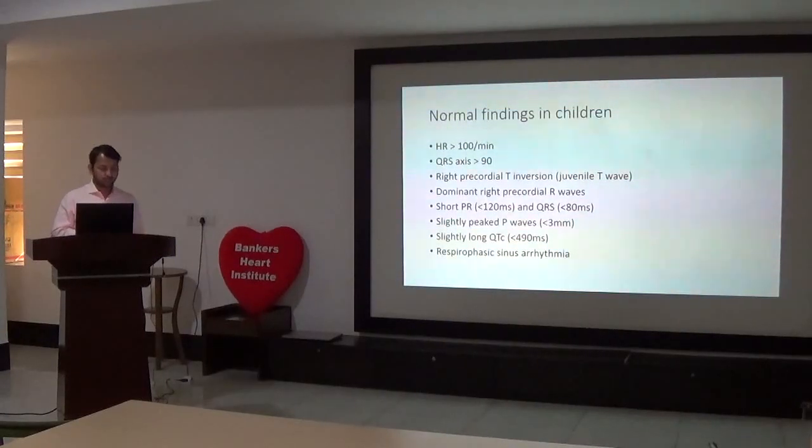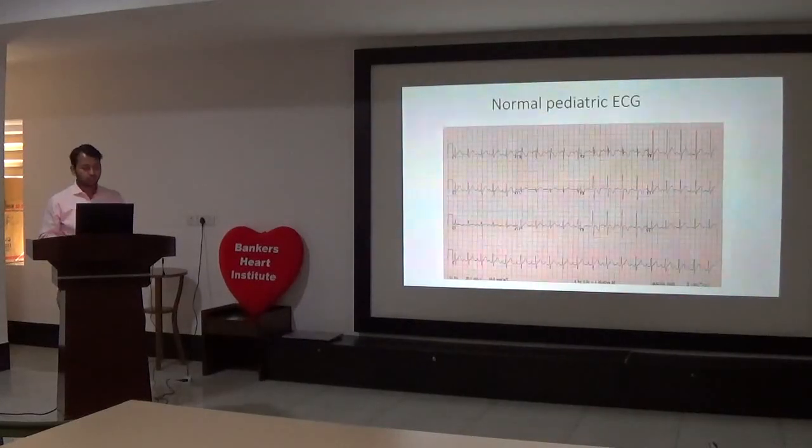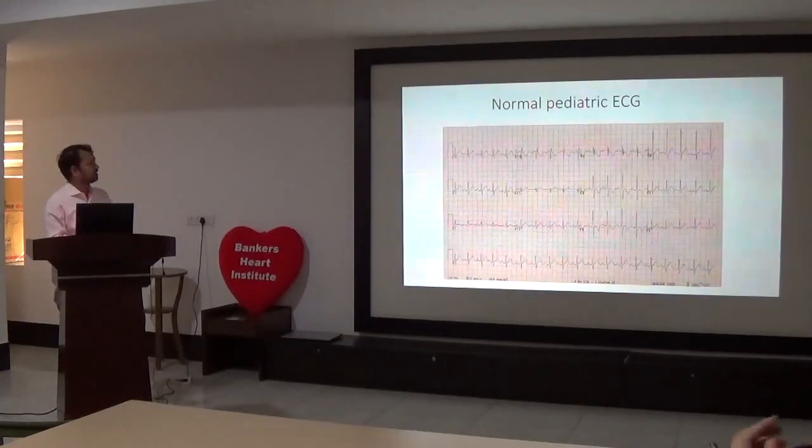Dominant right precordial R waves can be there, short PR interval less than 120, QRS duration less than 80 milliseconds can be there. There can be slightly peaked T waves less than 3 mm, slightly prolonged QT, but less than 490 milliseconds in children. And respiratory sinus arrhythmia is less common in children. So this is a normal pediatric ECG I am displaying here. Here we can see T wave inversion in right precordial leads with prominent R wave in V1 to V3, and somewhat right axis deviation can be there.